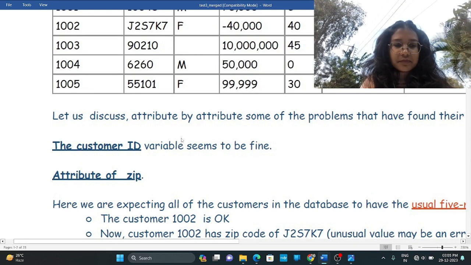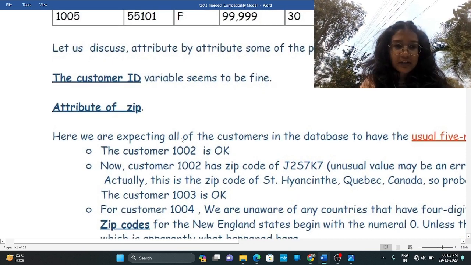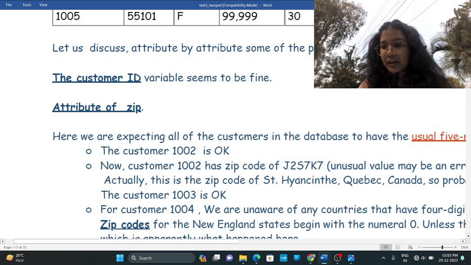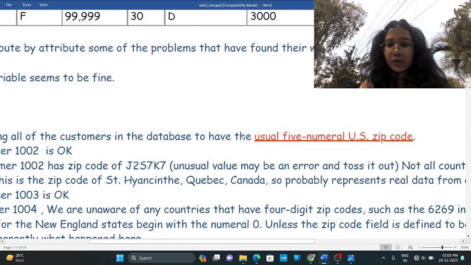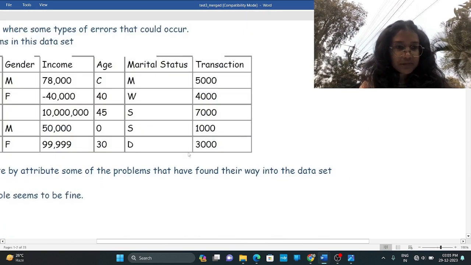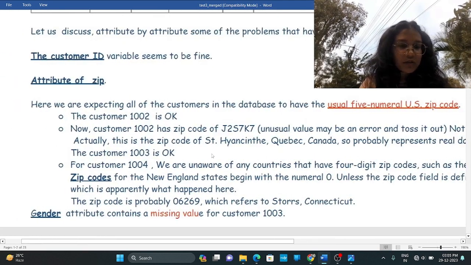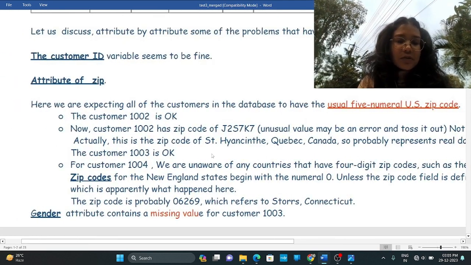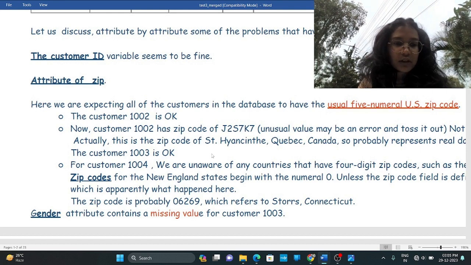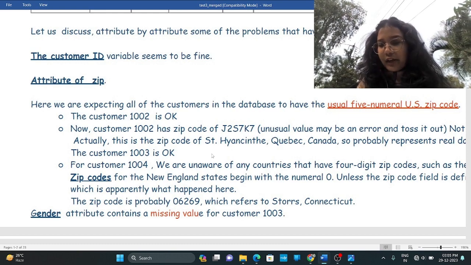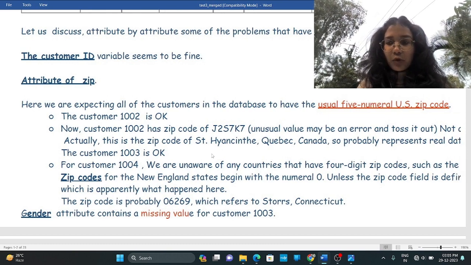The customer ID variable seems to be fine. For the zip attribute, we are expecting all of the customers in the data set to have the usual 5 numbers of a US zip code. First, the customer 1001 is okay. Now, customer 1002 has zip code J2S7K2. The unusual value may be an error and should be tossed out.